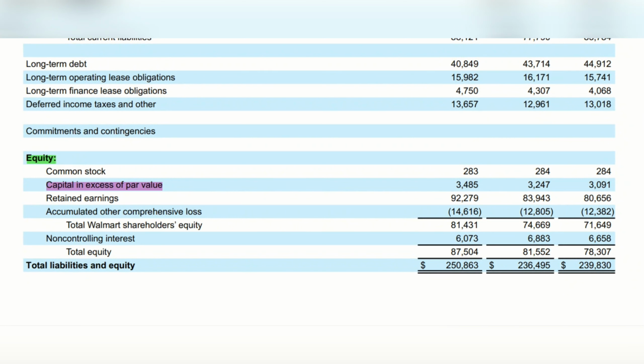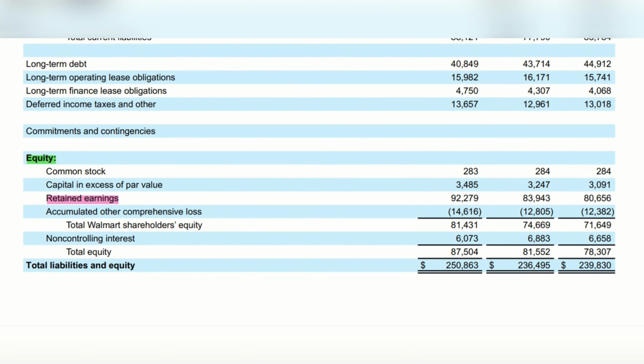But when shareholders purchased the shares from Walmart, they didn't pay 10 cents per share. They paid more than that. So the excess of the par value is shown here. Once a profit has been made in previous periods, the company can either pay it out to shareholders in a dividend, or they could hold on to it, they could reinvest it, or maybe hold on to it and pay it out to shareholders at a later date.